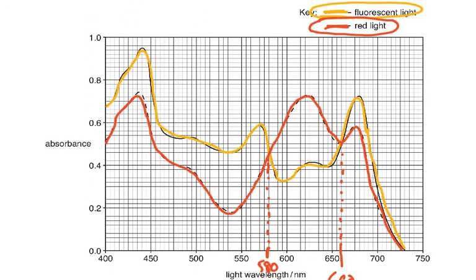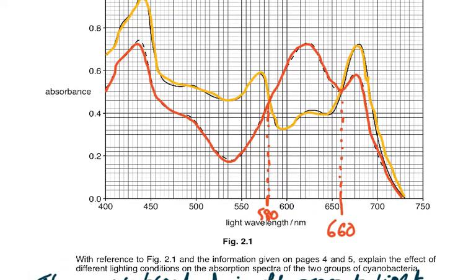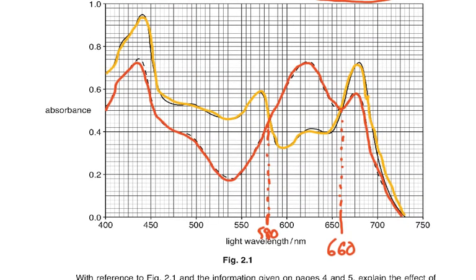Now basically the whole question is on this graph, and if you can interpret this graph, you've won the game. So look at the graph and the question they've asked: with reference to figure 2.1 and the information given on pages 4 and 5, explain the effect of different lighting conditions on the absorption spectra of the two groups of cyanobacteria. If you just concentrate on the graph, you see the yellow line is above, except in this area between 580 and 660 where it has crossed. So fluorescent lighting generally has more absorption, but in the area 580 to 660, it is the red light that has more absorption.